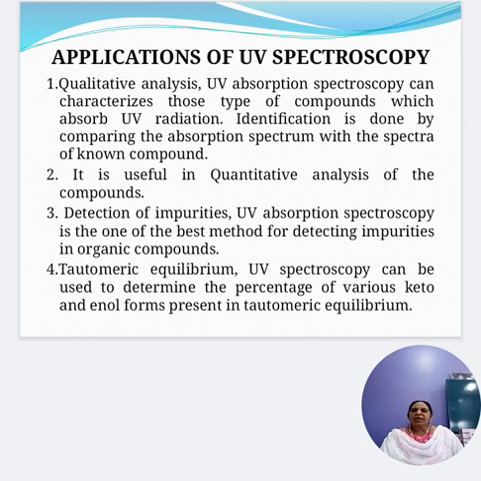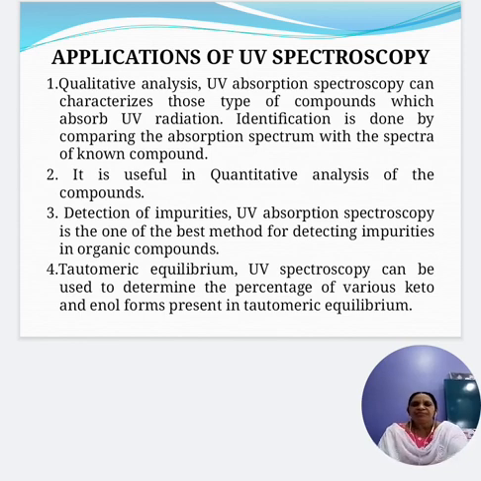Tautomeric equilibria: UV spectroscopy can be used to determine the percentage of various keto and enol forms present in the tautomeric equilibrium. The various keto and enol forms which you are studying in organic chemistry, you can use ultraviolet spectroscopy to determine their percentage in tautomeric equilibria.